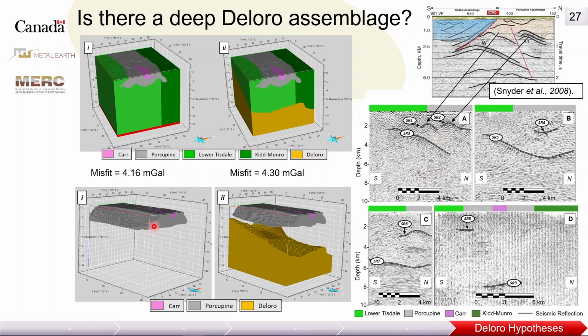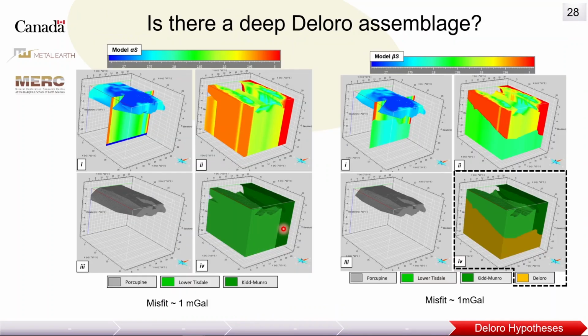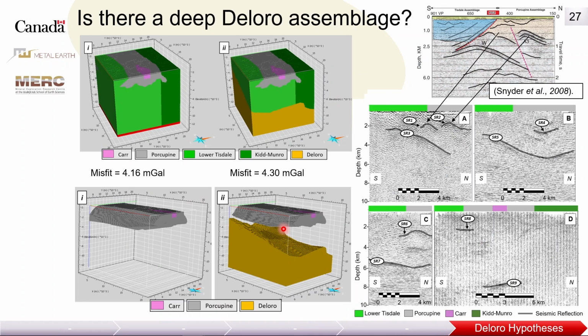And here we have the same thing like here, but just to highlight the porcupine assemblage. In comparison, in this case, when you have the lower underneath, it becomes thinner to compensate this lack of mass that we have here. So we have to make the porcupine thinner. Okay, but still, when we compare the misfit for these two models, they are pretty close, but at least in the Deloro case, we have some geological interpretation to rely on.